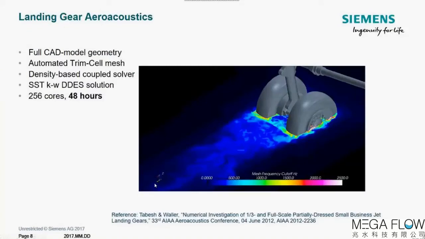So we, again, started with full CAD geometry. We did not do any simplification. We wanted to take as high a fidelity CAD model as possible into our code. We used a trim cell mesh, which is fine if you happen to have flow aligned with the domain. We used a density-based coupled solver, and this was a DES solution. We ran this on 256 cores, and it took nominally 48 hours per configuration. So frankly, that's in that 2-day period. That's enough for design decisions.